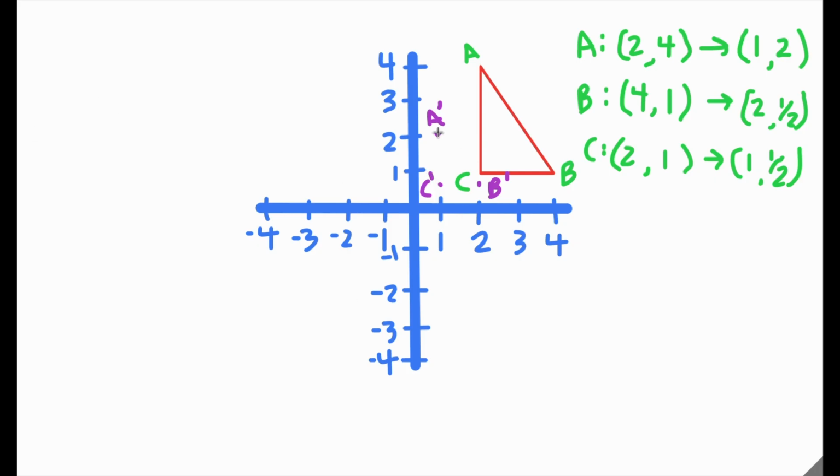Okay, so then we can connect those dots. And although the shape is a little bit rough, you can see that that is about 1/2 the size of the pre-image. So we've scaled it down by 1/2.